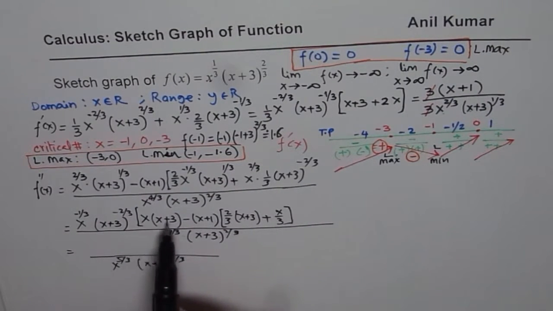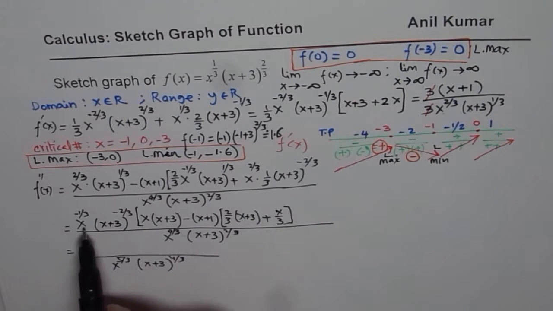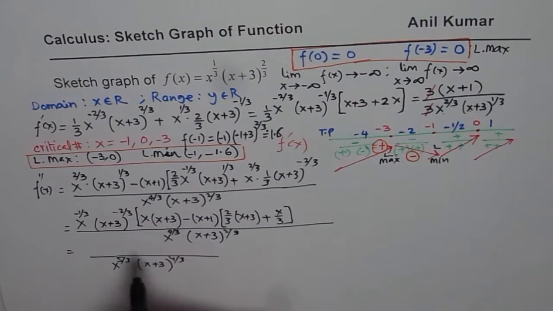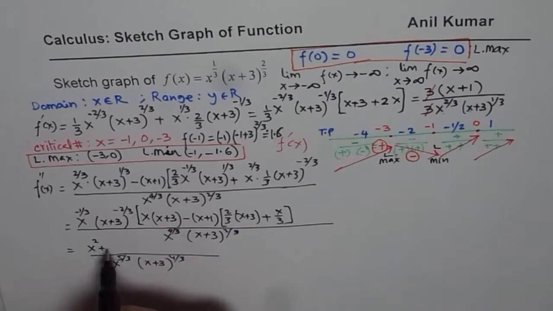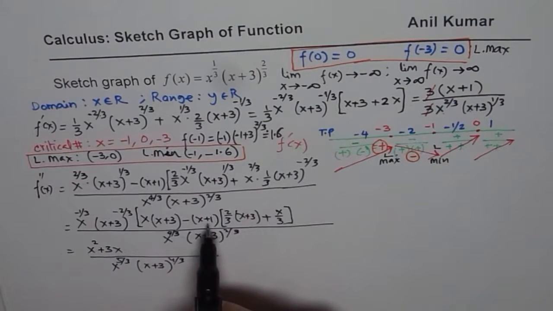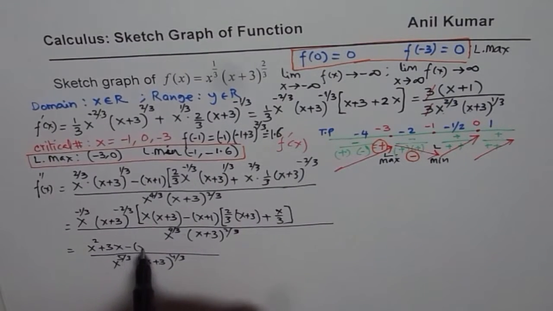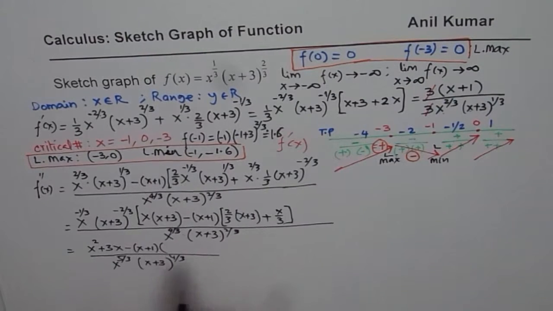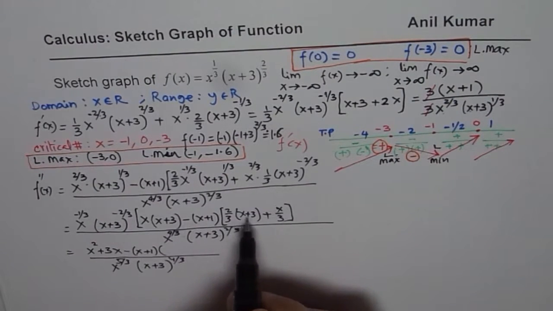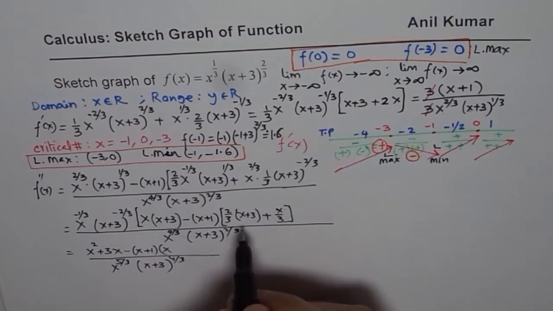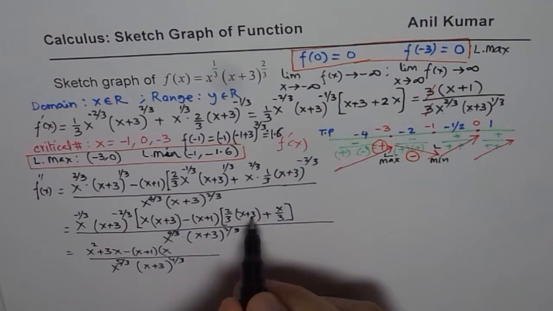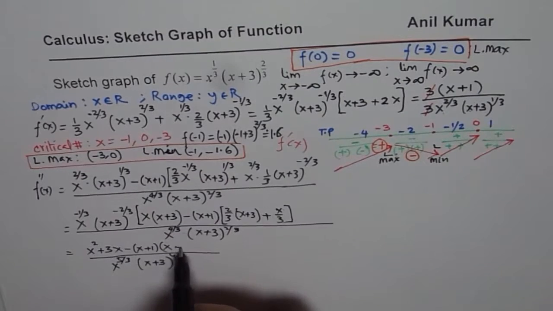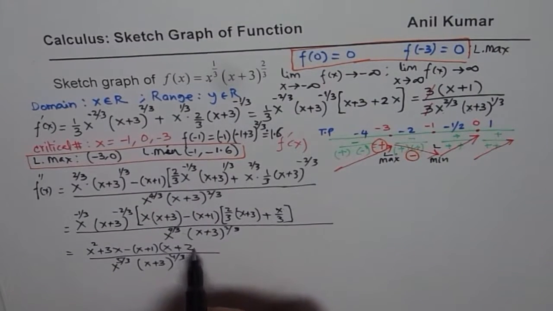Let's open this numerator part. So we have taken care of this. x squared plus 3x. Let me write this as x squared plus 3x. Now we have minus x plus 1 times. So 2 over 3 of x plus x over 3 is just x. So we get here. And 2 over 3 times 3 is 2. So that gives us 2, right?